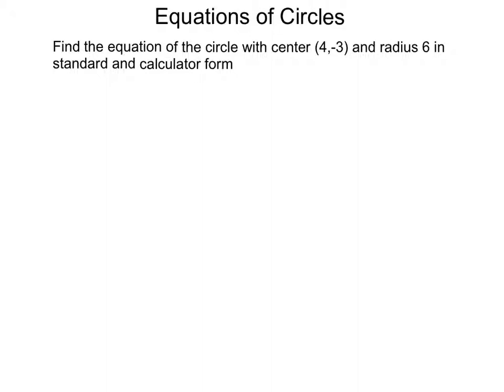So, center at (4, -3), radius 6, get the standard form. Boom, and we're done. X coordinate, +4, so I got (x - 4) quantity squared. Y is at -3, so I have (y + 3), or minus a -3. Radius 6, that becomes the 36 over there. Okay, so that's the standard form.